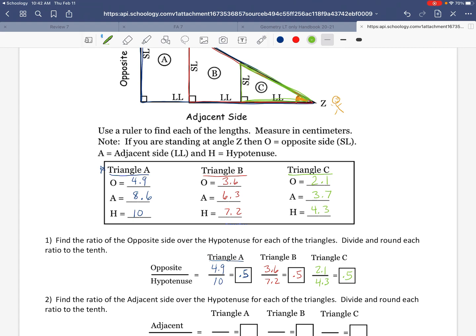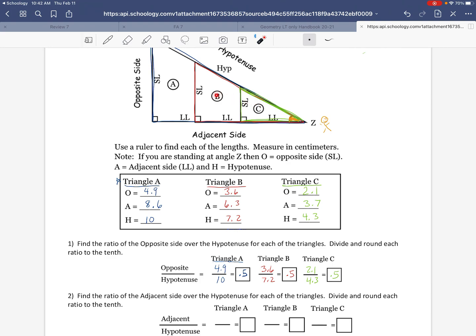So what we notice here is that whenever we take the opposite over the hypotenuse of any of the similar triangles, I always get the same ratio. And that's where trig functions came from, this idea that regardless of the size of the triangle, the ratio between the opposite and the hypotenuse side of this angle, whatever that angle may be, now that angle might be 32 degrees, 64 degrees, but of this given angle, it's going to be 0.5.